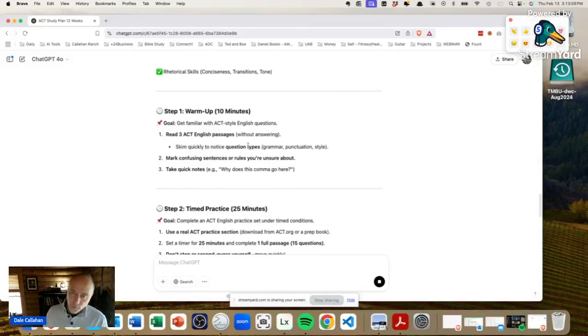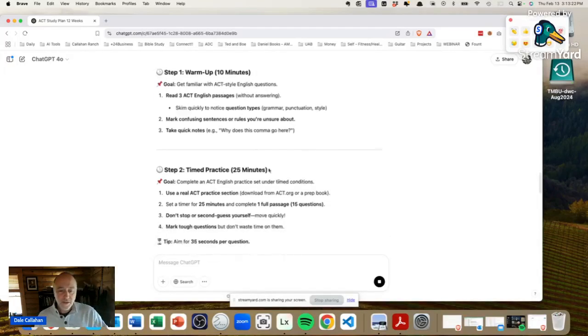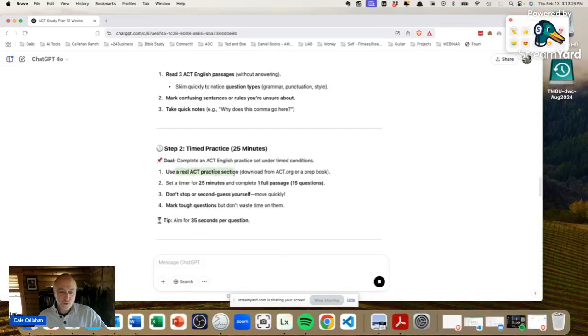If you have one of the books, that's perfect because they're in there. If we don't, we can deal with that in just a minute. Mark confusing sentences or rules you're unsure about and take quick notes. Why does the comma go here? Why does this have an apostrophe? Things like that. Then we're going to do a timed practice. Use a real ACT practice section. Download it from actprep.org. That's what I've been showing the last couple of weeks. You can go to actprep.org and get some of these practice questions. Set a timer for 25 minutes.